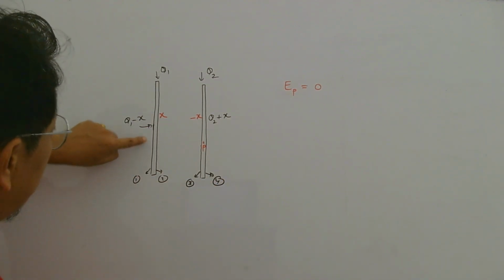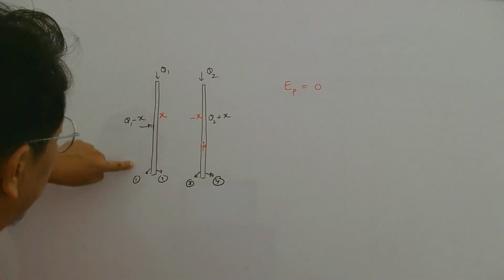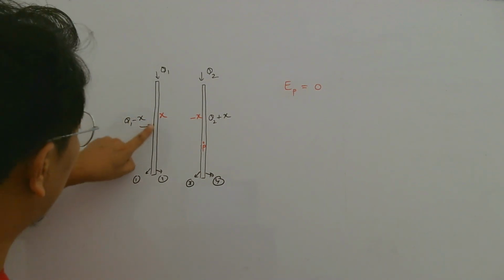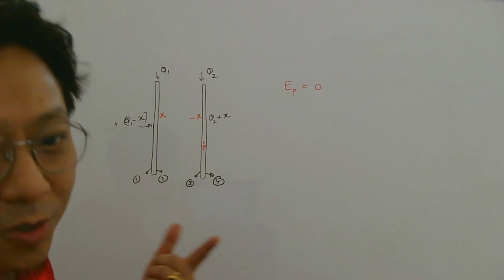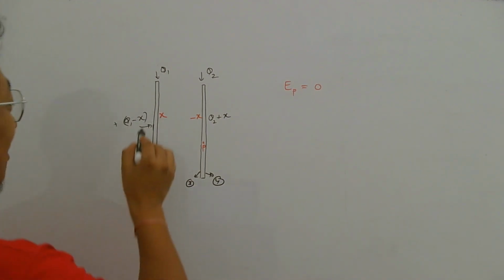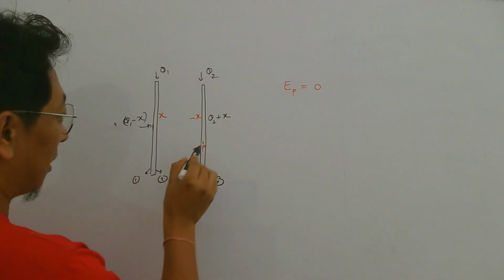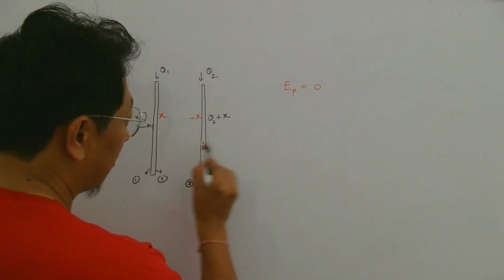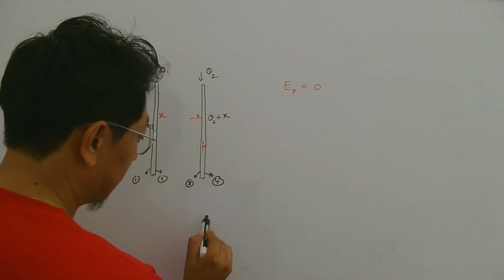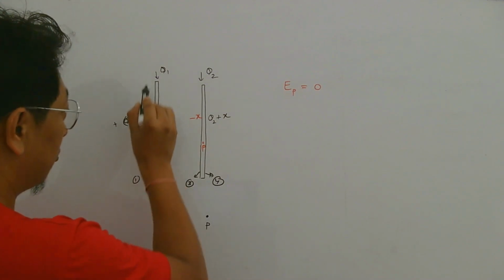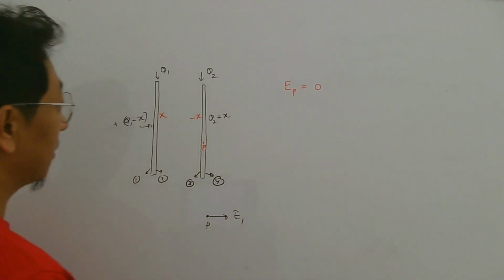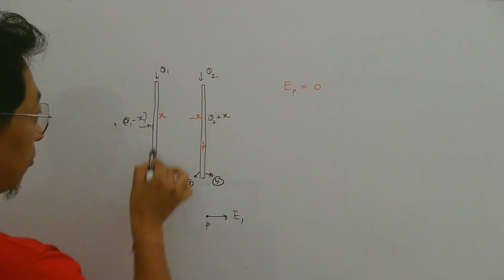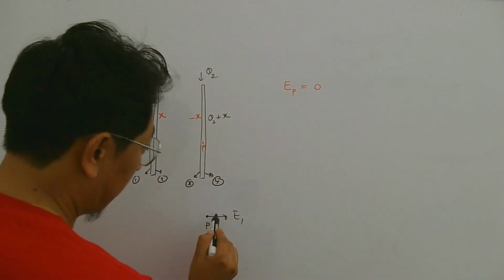So due to this sheet of charge, positive I have assumed, right? q1 minus x means here plus sign is there, isn't it? No sign is there means plus sign is there. So due to this positive sheet, electric field here will be away from the positive plate. So if this is the point P, due to first sheet, electric field will be away. Then due to second sheet, which has charge plus x, it will be away.